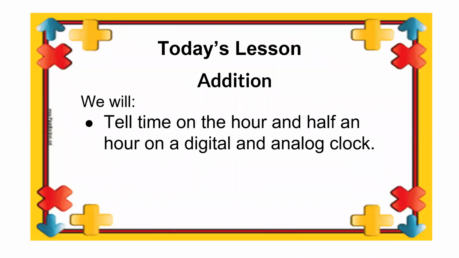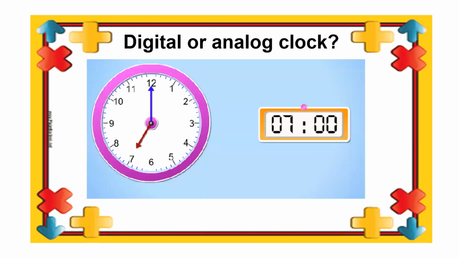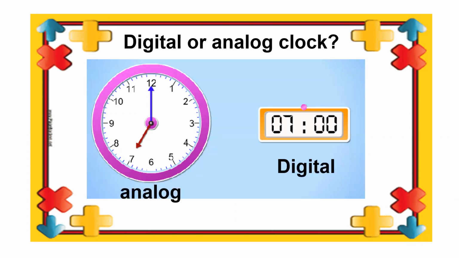In today's lesson, we will tell time on the hour and half an hour on a digital and analog clock. Can you tell me which one of these clocks is the digital and which one is the analog clock? Excellent. This is the analog clock, and this is the digital clock.